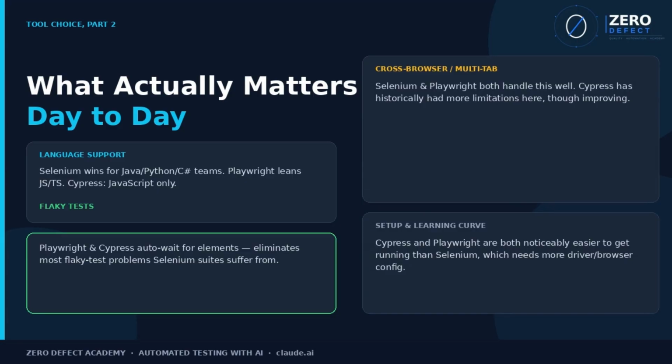Setup and learning curve. Cypress and Playwright are both noticeably easier to get running for a first test than Selenium, which typically needs more configuration around drivers and browser versions.